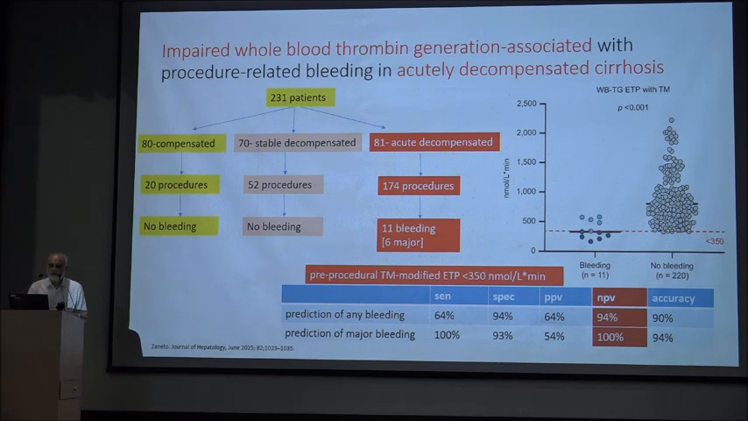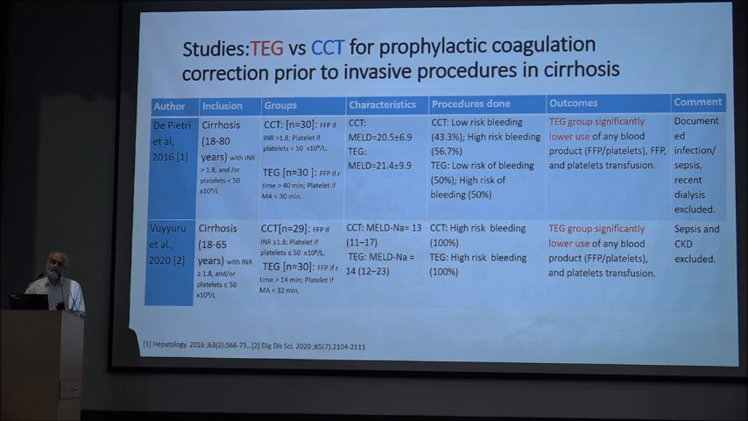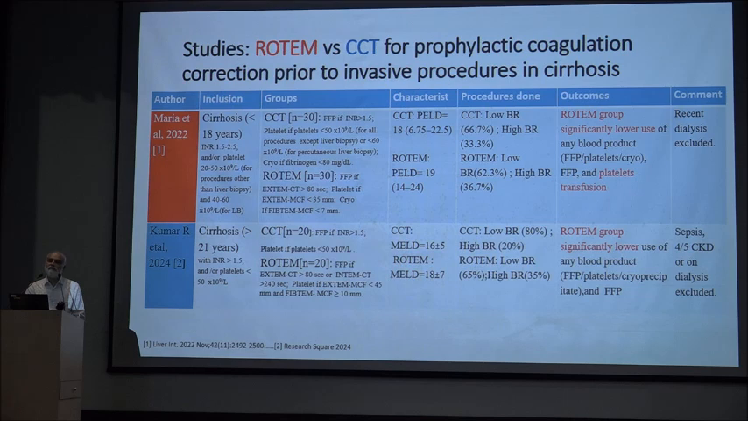drawn firmly. Now there have been various studies on TEG versus conventional coagulation tests for prophylactic coagulation correction prior to invasive procedures. These were the two studies which showed that the TEG group significantly had lower use of any blood products. This was from India and this from USA. Similarly, a few studies on ROTEM versus conventional coagulation tests prior to invasive procedures. This was from the ILBS pediatric department. So again we showed, as expected, the ROTEM group has significantly lower use of blood products in both the studies.